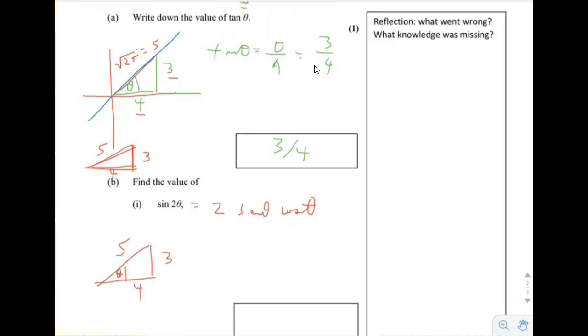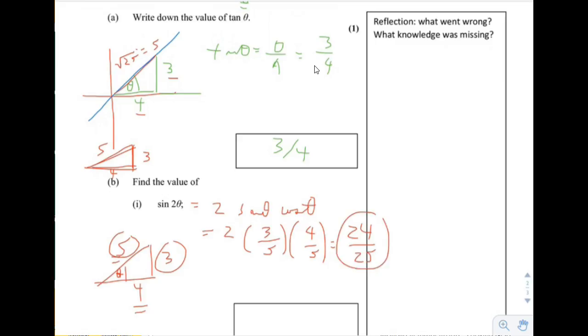The sine of theta is 3/5, right? And the cosine of theta is 4/5. So we can write it here, 2 times 3/5, and the cosine would be 4/5. So that would be 24 over 25. Well, yeah, 24 over 25. Okay.